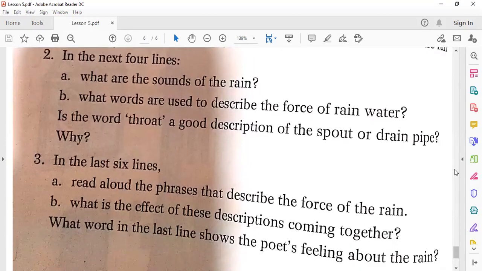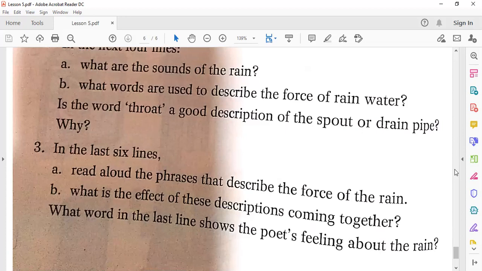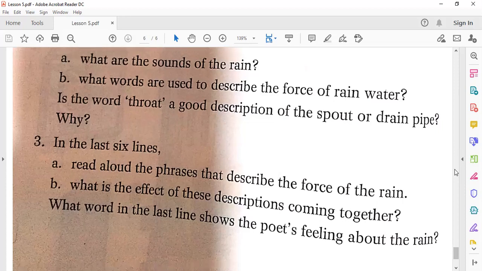In the next 4 lines, what are the sounds of the rain? Clattering on the roof and gushes. A big question. What words are used to describe the force of rain? Gushes, overflowing. Is the word throat a good description of the spout or drainpipe? Why? Yes, it is, because human throats are like pipes through which water or any liquid can gush through. So if we use this one, it's good.